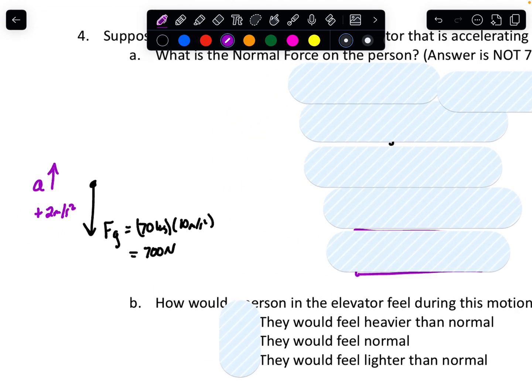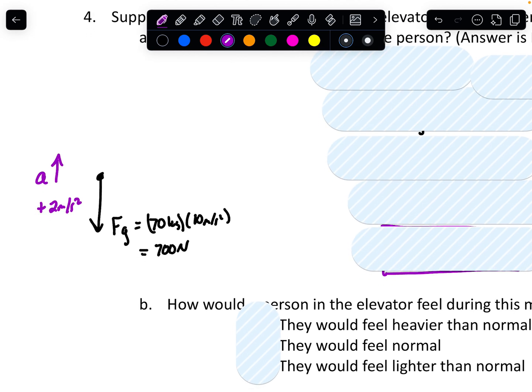And so I'm sketching that out on the side here, and I'm labeling the fact that there is an acceleration upwards of 2 meters per second squared, so positive 2 meters per second squared, and the weight force is downwards. And I already know that weight is mass times the acceleration of gravity, so I can just put that number in. In this case, it's 700 newtons, multiplying 70 times 10.